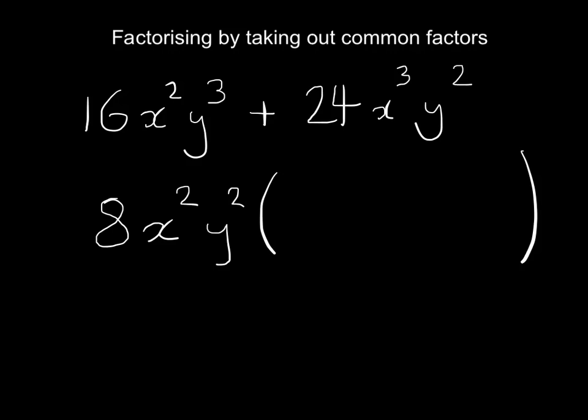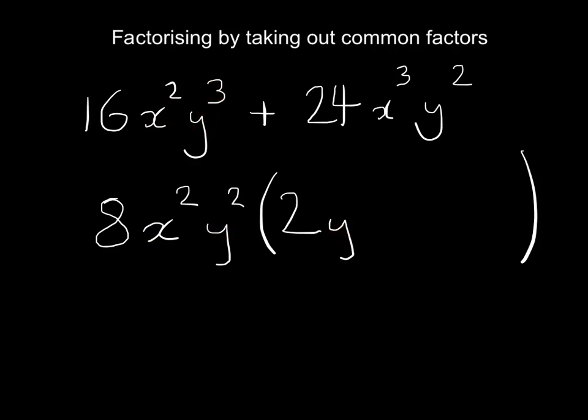So this first term, 16x squared y cubed, I'm going to put here, but I've got to think, what do I times 8 by to make 16? Well, that's a 2. What do I times x squared by down here to make x squared originally? Well, that's fine, that's as it is. And I need to think, y squared, I'm going to multiply it by something to make y cubed. I need one more y, so 2y. If you think about this now, 2y times 8x squared y squared, 2 8's are 16, the x squared is there already, y times y squared will give me y cubed.